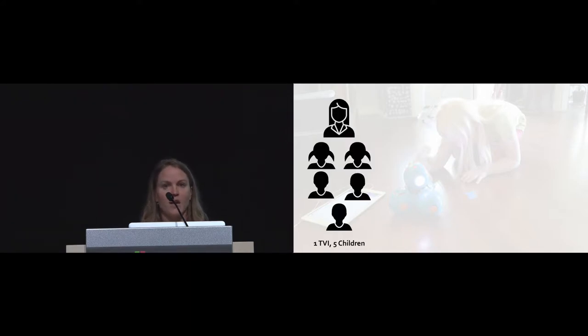To answer this, we did a design exploration. We worked with one teacher of the visually impaired and 5 children with visual impairments. And we worked with children with a wide range of visual impairments. So 2 of these children exclusively used a screen reader with our study and really did not have much sight. The other 3 had some sight and preferred to use it when possible.